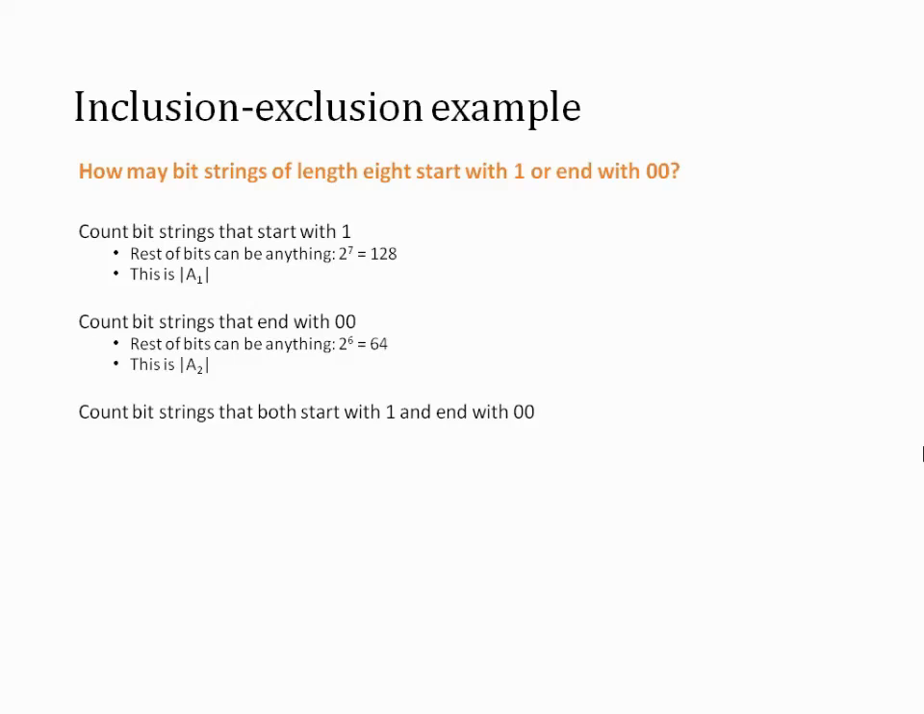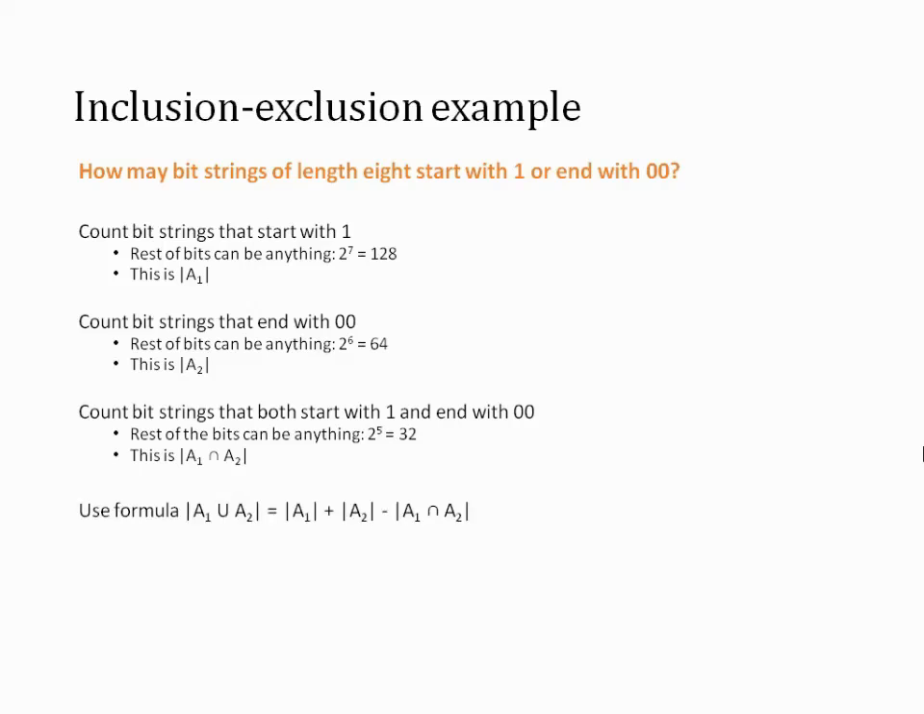We call the first one A1 and the second A2. But in A1 the last two zeros may also occur, and in the second one the beginning 1 may also occur. So there are common ways for A1 and A2. The rest of the bits can be anything, because you leave the first bit and the last 2 bits. So 8 minus 3 is 5, so 2 power 5 possibilities. This is A1 intersection A2.